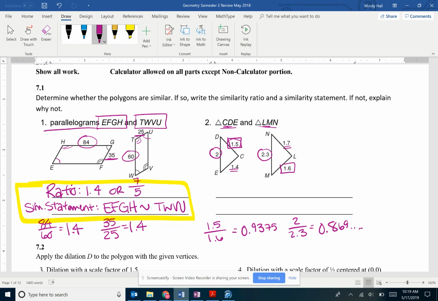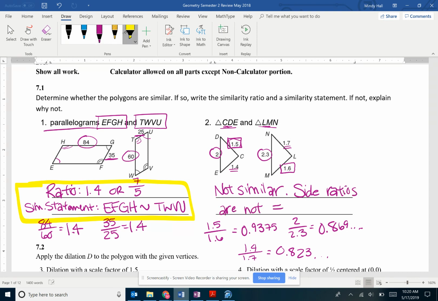Right off the bat, because these numbers don't match, I can just say they're not similar. If you really want to, you can double check 1.4 divided by 1.7. Not that it's going to change our answer, but maybe you want to see if it's the same, and you get 0.823 and so on. So since none of these ratios are the same, they are not similar. Side ratios are not equal.